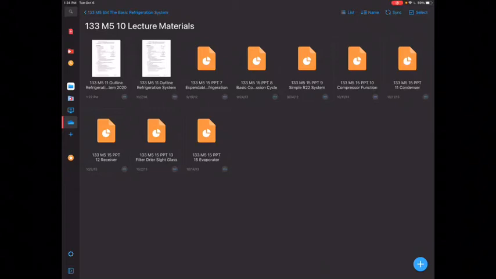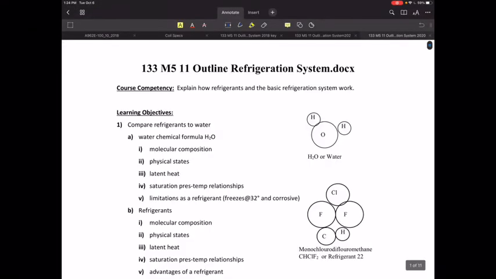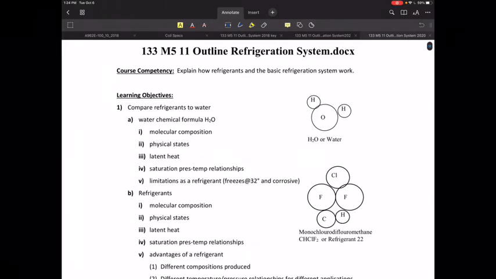I'm going to start the 133 Module 5, the outline refrigeration system. So we're going to take a look at that. I'll pull up the outline. All right. So one of the areas of this particular outline, or one of our competencies, is to explain how refrigerants work within the basic refrigeration system. We're going to get into a lot of the parts and pieces and a little bit of how refrigerants work to some extent. So let's get started with this.